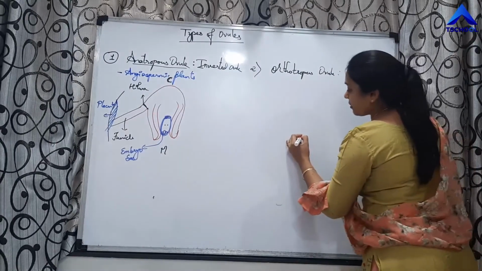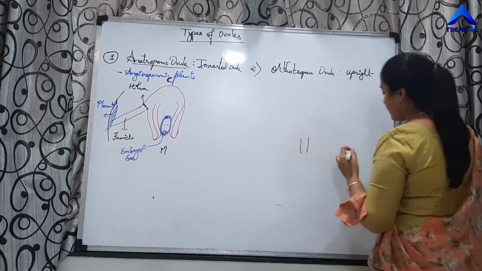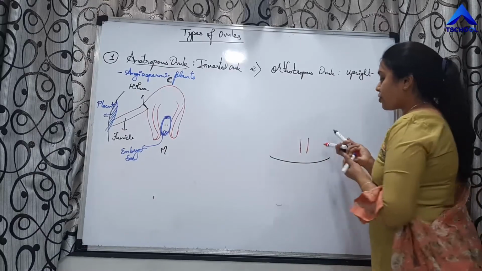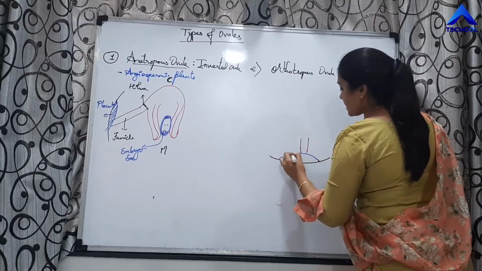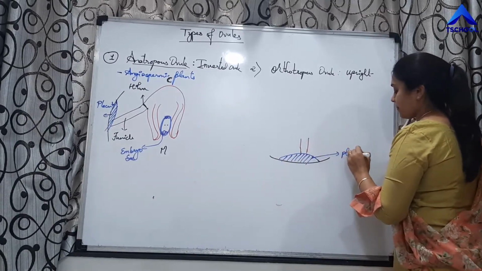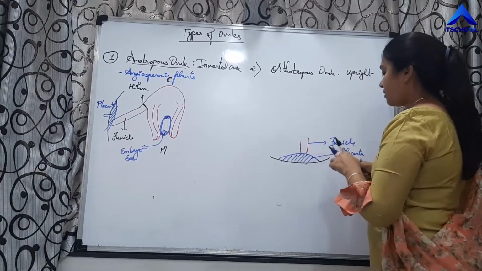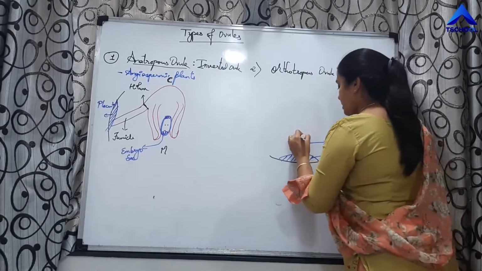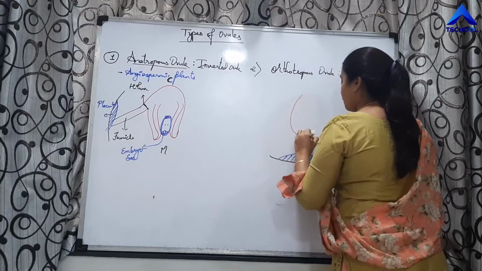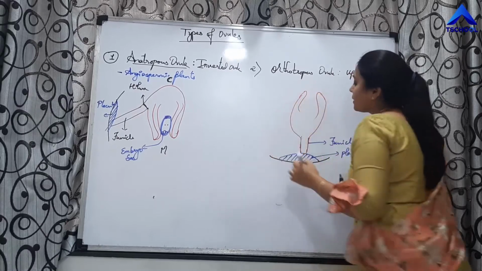So let me draw it. This is the funicle of the ovule, right? So funicle is attached with the wall of the ovary by a tissue. That tissue is placenta. So this is placenta. This is funicle, right? And this is the body of the ovule, right? And these are the integuments.